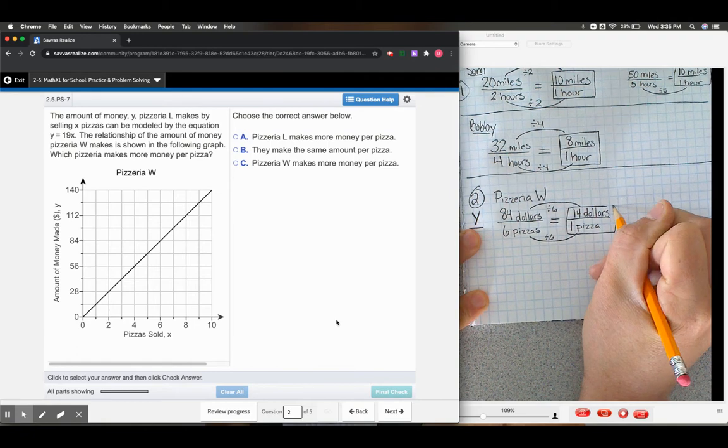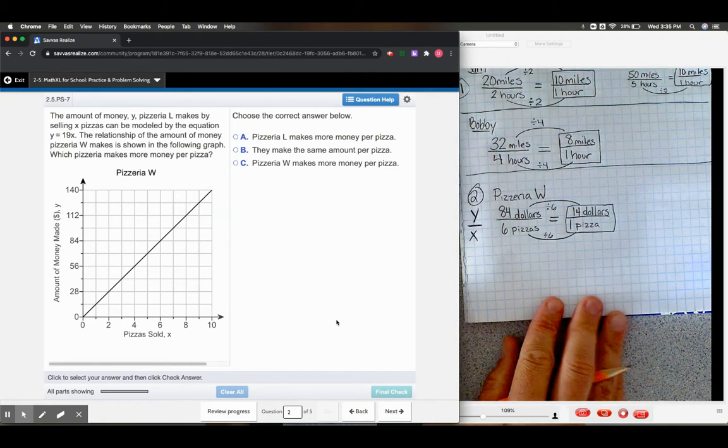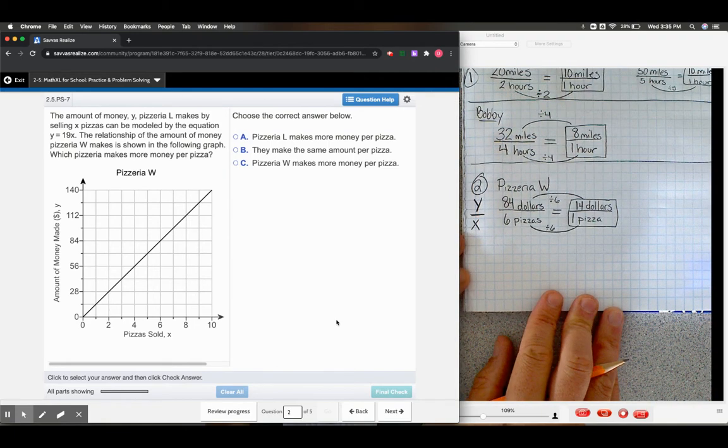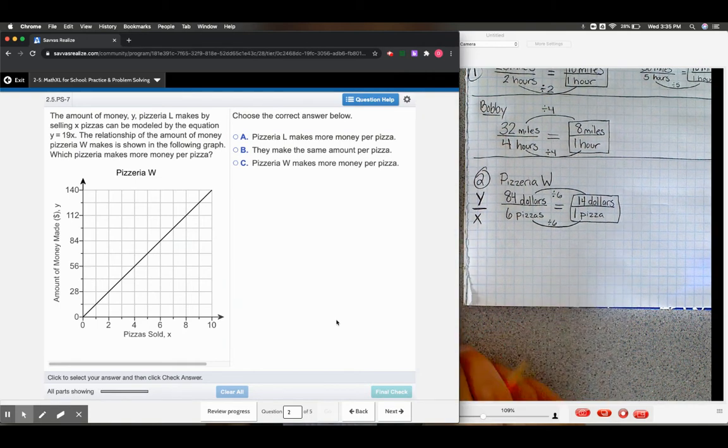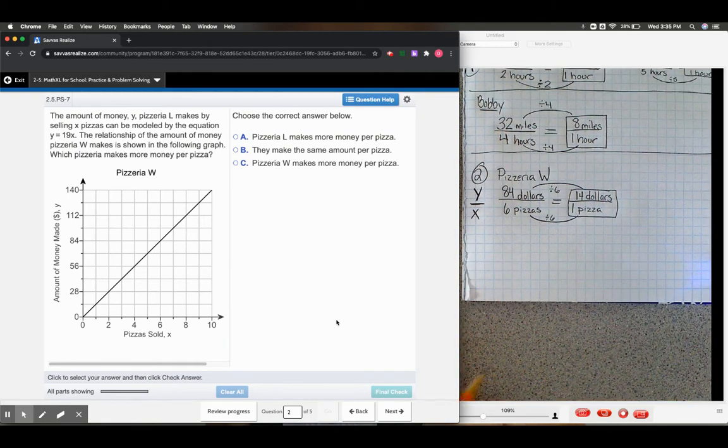So Pizzeria W is charging $14 for each pizza. All right, so let's see. The other pizzeria that we have to compare that to is Pizzeria L. And it says it makes X pizzas can be modeled by the equation y equals 19x. And I was telling my other classes that equations are always, I feel, the most difficult for students.